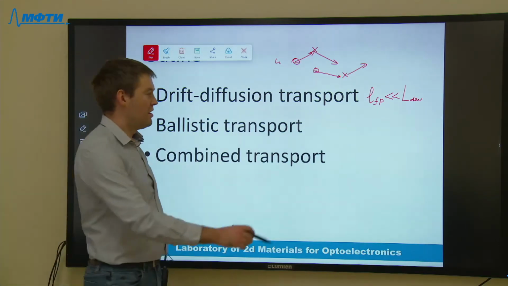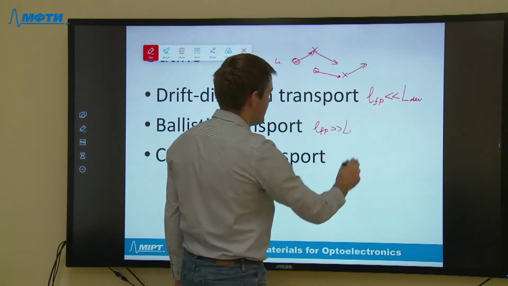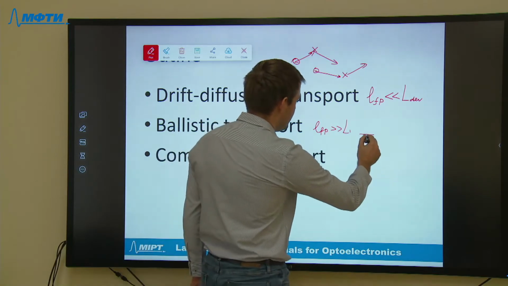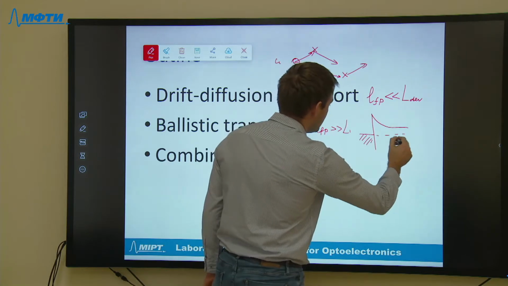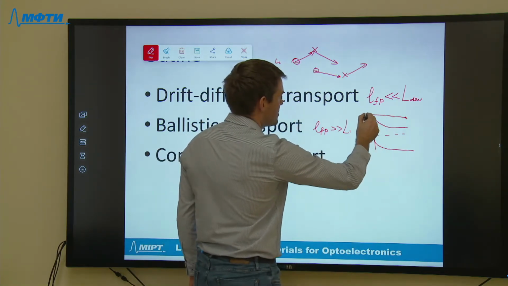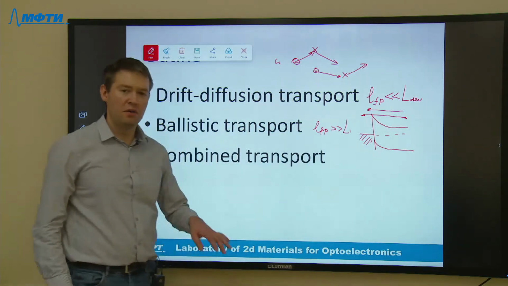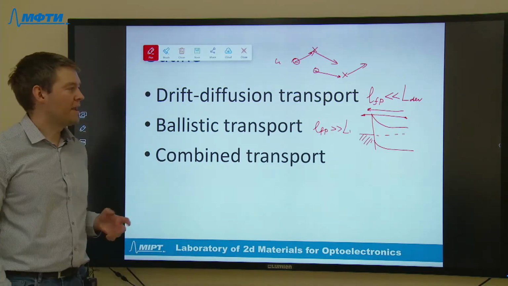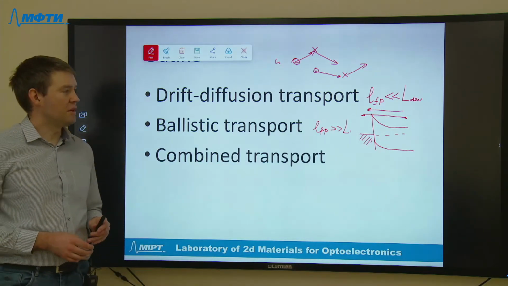In the other limit, when the free path length is much larger than the device length, we can consider that the parts of the device work as reservoirs which supply electrons into the channel, and then they pass through obstacles ballistically without any collisions. According to the laws of classical mechanics, this will be our case, or according to the laws of quantum mechanics, which is quite a simple generalization.